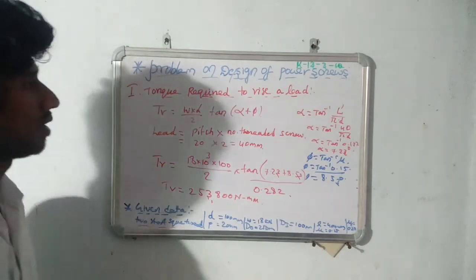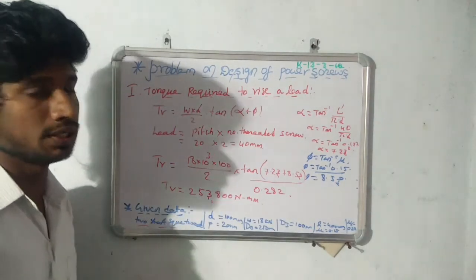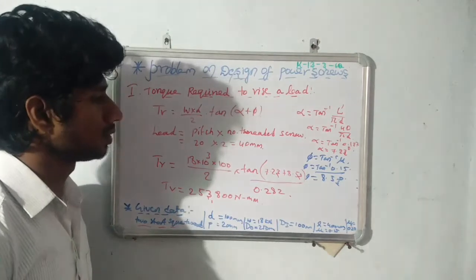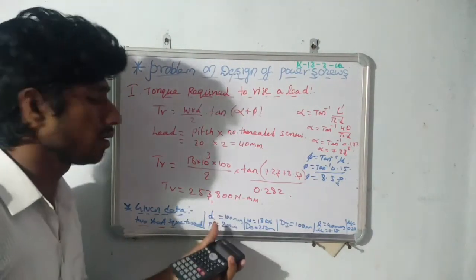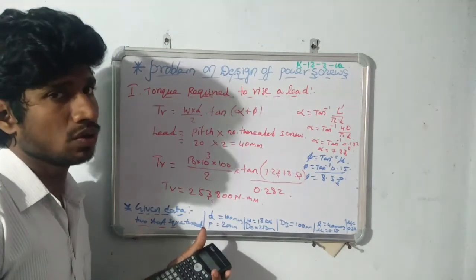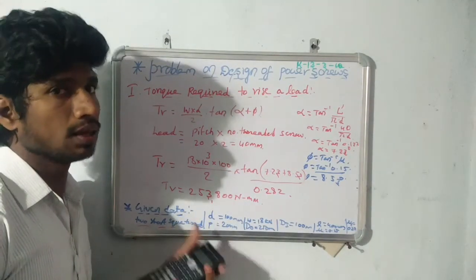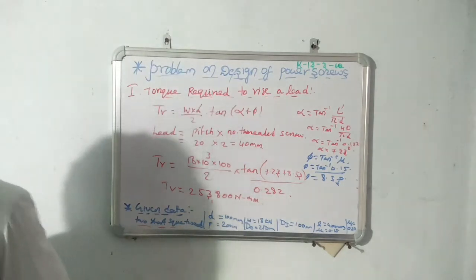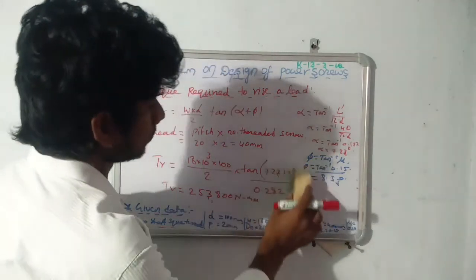So this is the torque required to raise a load condition. Next we are going to discuss the torque required to raise a load at the end of the lever. We are going to find out what is the force acting on the lever at the end of the lever.